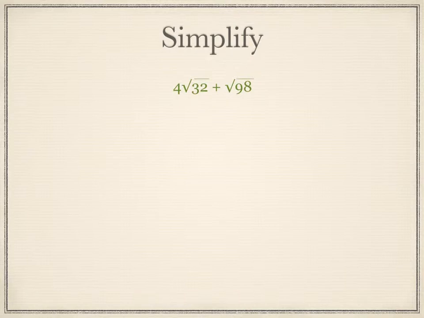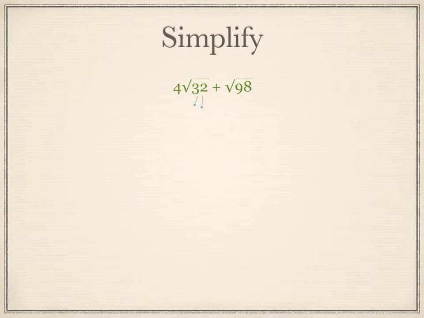Now let's simplify 4 square roots of 32 plus the square root of 98. Note that we cannot add numbers underneath the square root. The biggest mistake that I see here is students will write the square root of 32 plus the square root of 98, and get 130. Please note that that is not the correct way of doing this. You cannot add unless you have the same number underneath the square root, then you add the numbers in front of the square root. So in order to do this, we're going to simplify those square roots and see if we can get the same square root underneath.